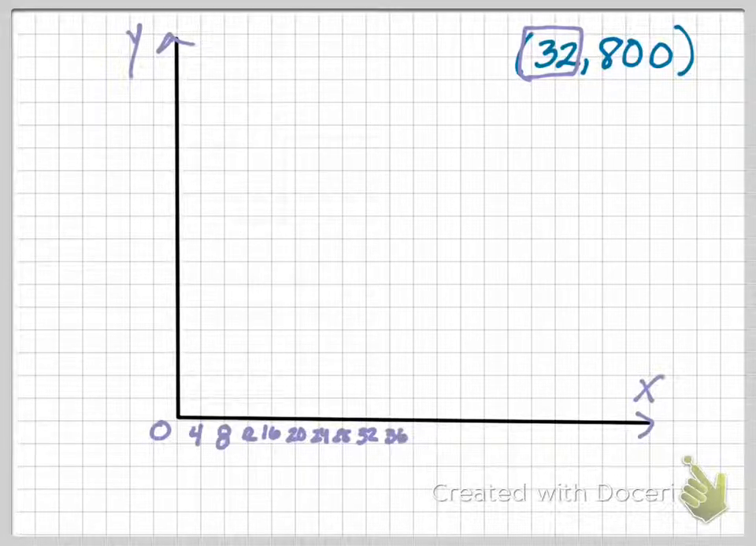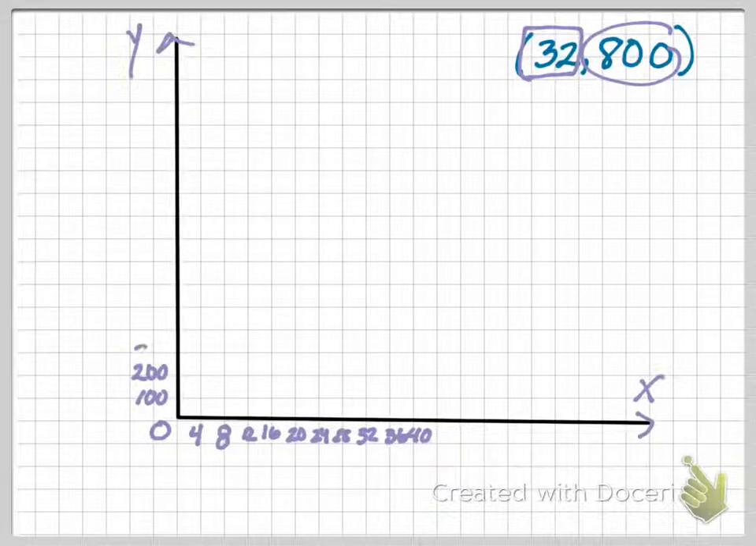36, we'll stop at 40, okay? And then for 800, we obviously cannot count by fours. We could do counting by 50s. Would that work? We'd need to have 16 lines. 1, 2, 3, 4, 5, 6, 7, 8, 9, 10, 11. Let's do by 100s.